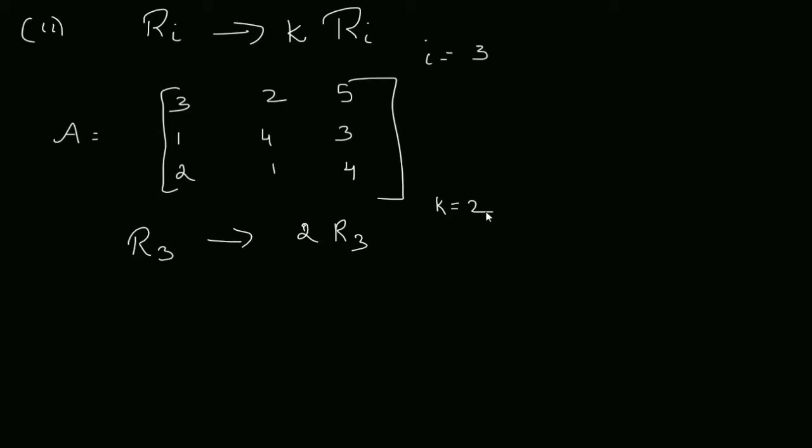Third row. I am taking the third row here. So the third row will change to 4, 2 and 8. The first row remains the same, 3, 2, 5. Second row remains the same, 1, 4, 3. Third row will become, you're multiplying by 2, 4, 2 and 8.